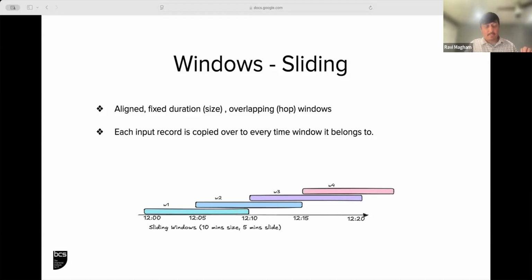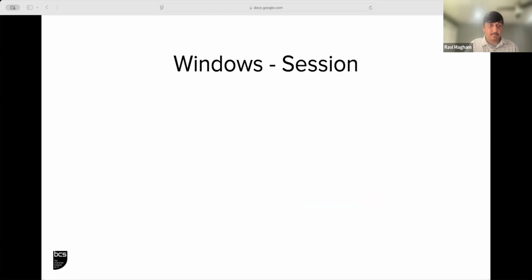In most systems, they copy the input record that's coming in into each and every window. So in this case, if you have a window length of 10 minutes and a hop of 5 minutes, that means every input data is almost copied over into two windows. And the copy is happening just for efficient computation. So yeah, you would see that behavior in systems.